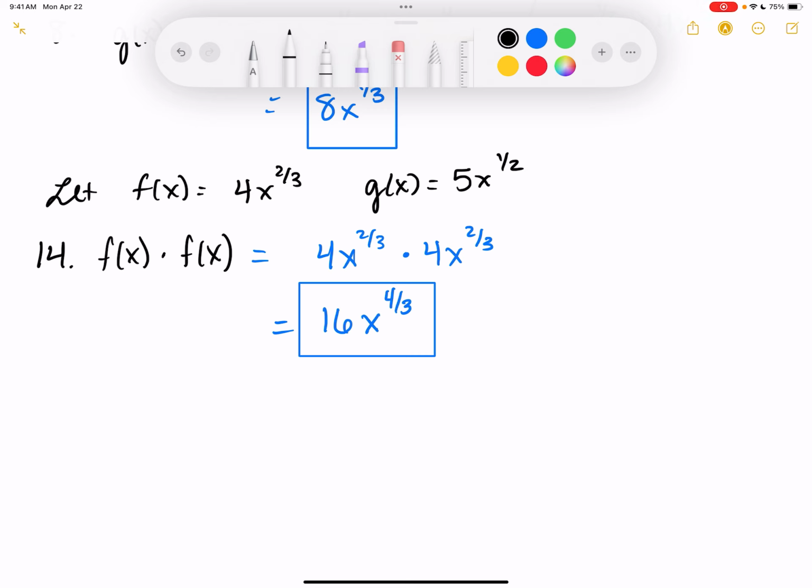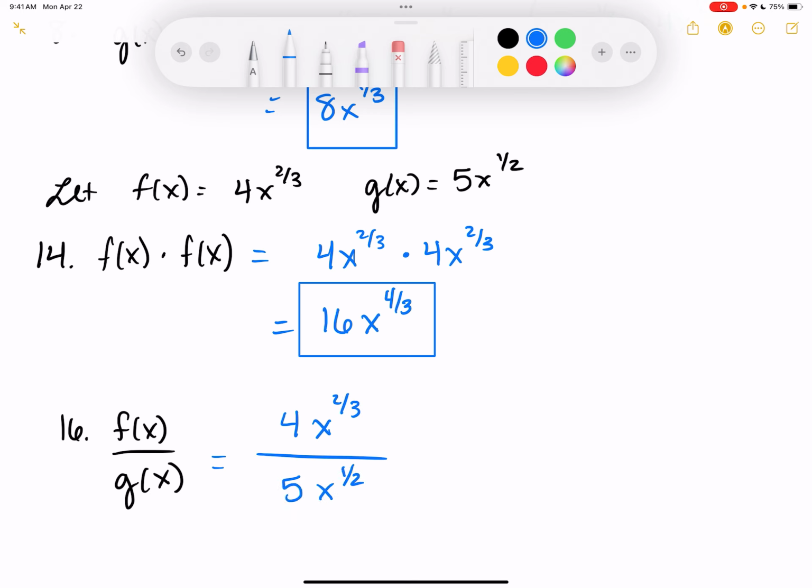16. F of x divided by g of x. So this is going to be 4x to the 2/3 divided by 5x to the 1/2. Any ideas what I need to do here?